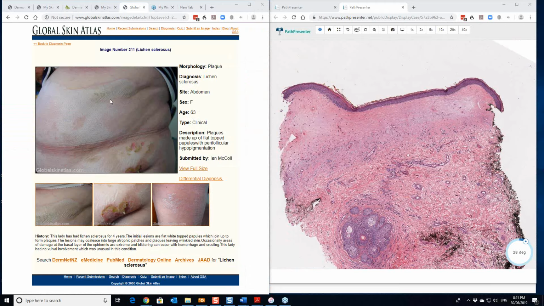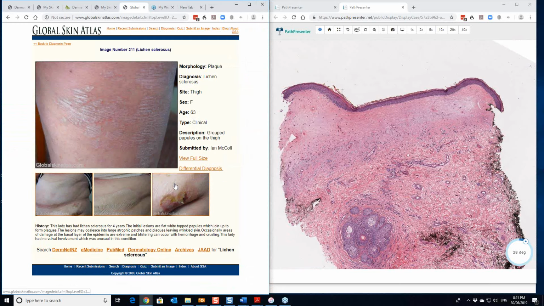There are two types of lichen sclerosus. There's the extragenital variant, which is what you're seeing here, and there's the genital variant. Now, in most cases we're going to see clinically are going to be the genital ones, but you may get both biopsied. Let's just have a look at this particular picture here.